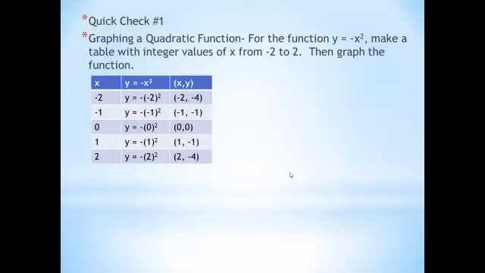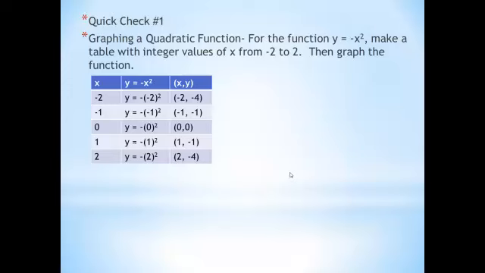Now we substitute those in the function y equals negative x squared. So y equals negative 2 squared. Then y equals negative 1 squared. Then y equals negative 0 squared. Then y equals negative 1 squared. And then y equals negative 2 squared.